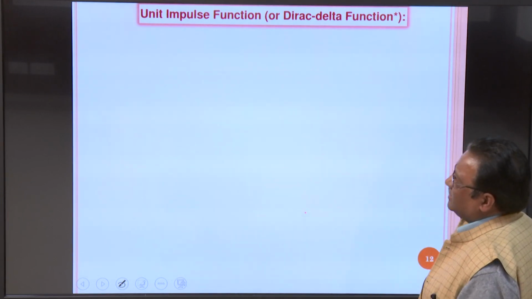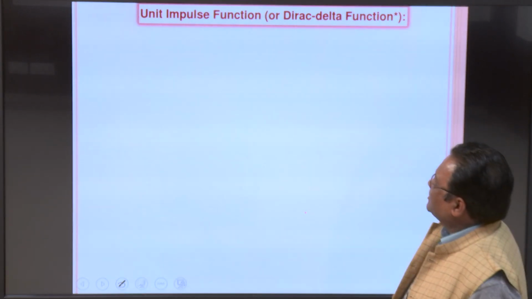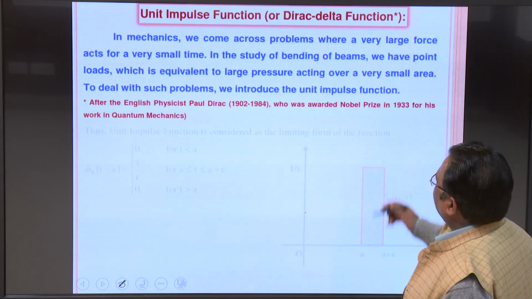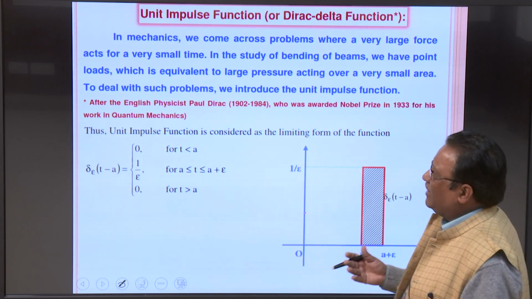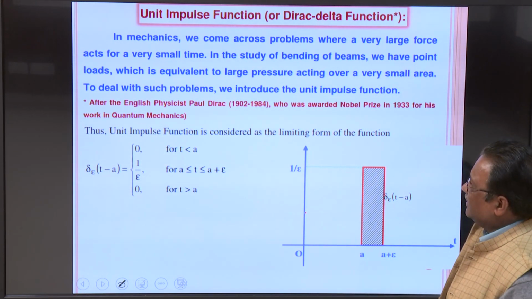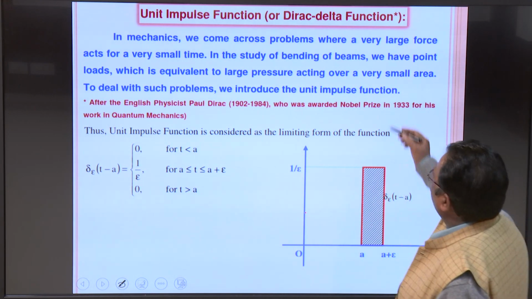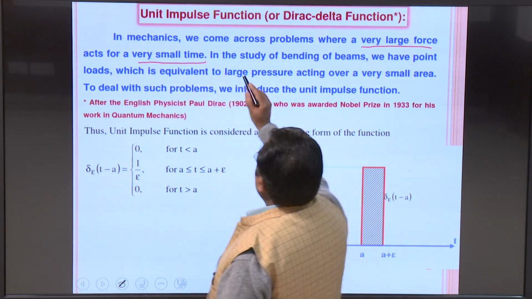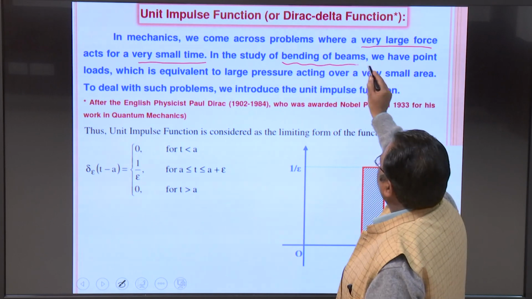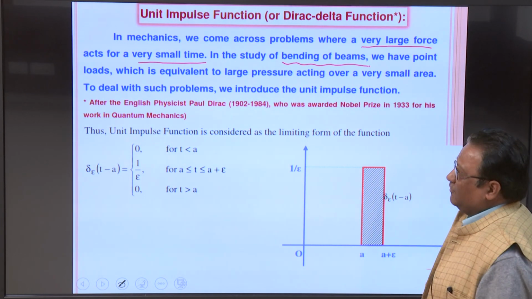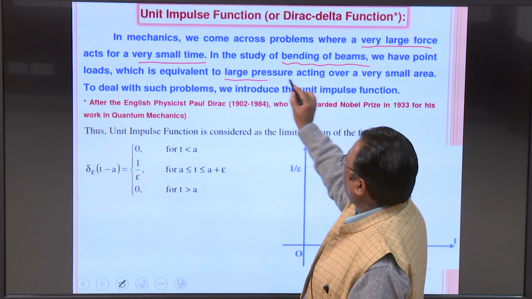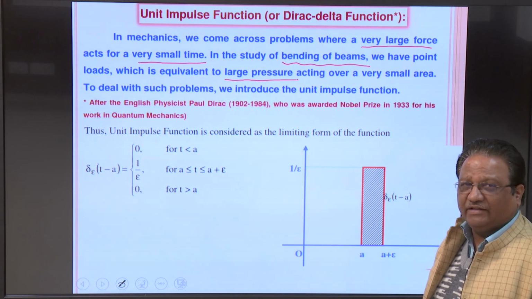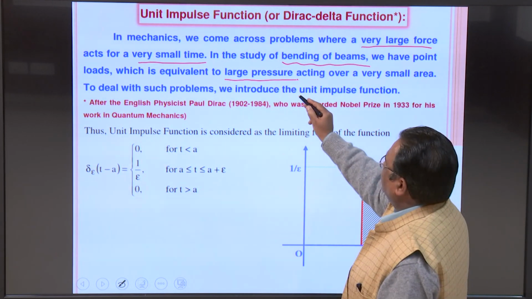So the next and last concept is the unit impulse function, or Dirac delta function. In mechanics we come across problems where a very large force acts for a very small time. In the study of bending of beams we have point loads, which are equivalent to a large pressure acting over a very small area. To deal with such problems, we introduce the unit impulse function.